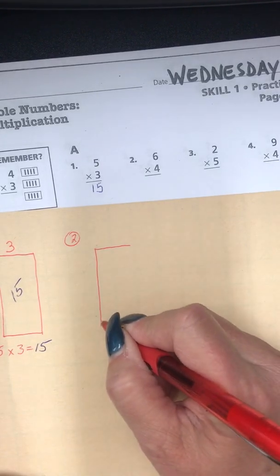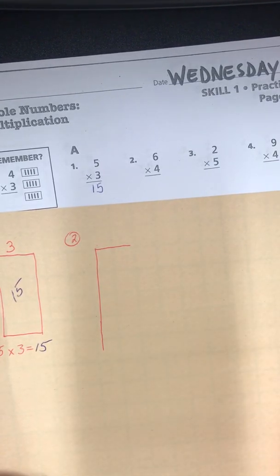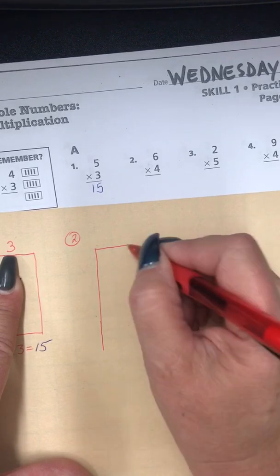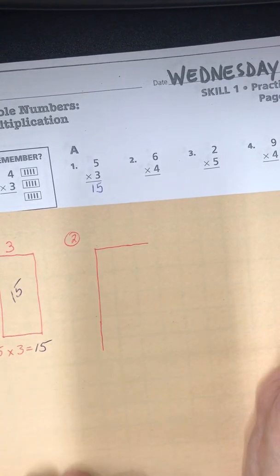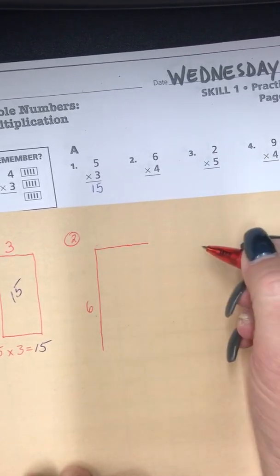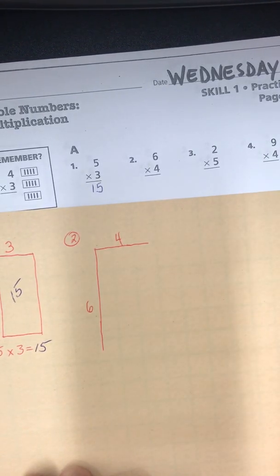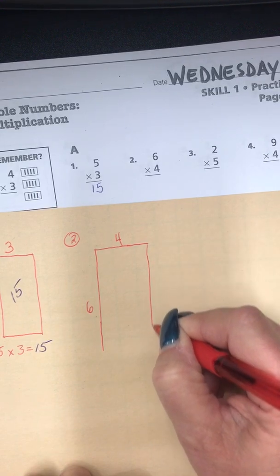6 is more than 5, so I'm going to make it a little bit longer. Doesn't have to be perfect. 4 is a little bit longer than 3, isn't it? It's more than 3. So I'm going to make this one just a little bit longer over here. So this is my 6 rows, 4 in each row. And then I'll finish out the rectangle.